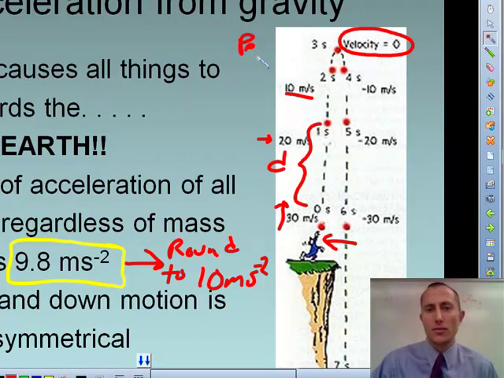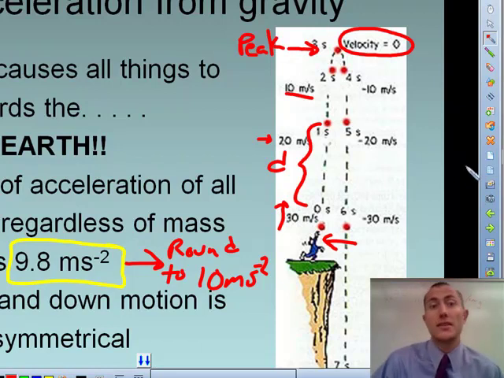Okay, the peak is this point at the very top of the path where the velocity for an instant is 0. But that acceleration doesn't stop just because it gets to the peak. It doesn't mean that gravity has stopped acting. It doesn't mean that anything has changed about the acceleration. And so what's going to happen is it's going to continue accelerating in the same direction, but now it's going to be speeding up because the object's going to be falling back down.